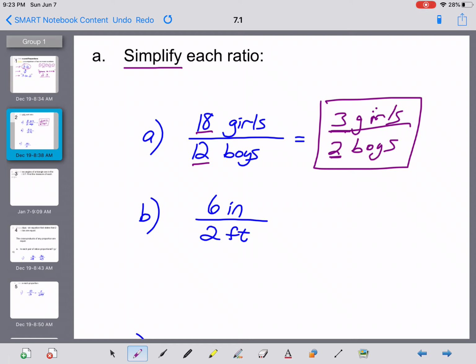Now, example B is a lot more interesting and a lot tougher than example A right here, because we're dealing with units that aren't exactly what you might expect right here. We're dealing with a ratio of 6 inches to 2 feet.